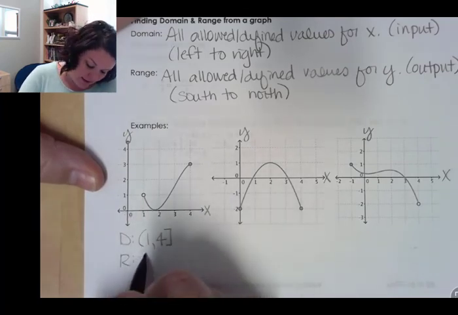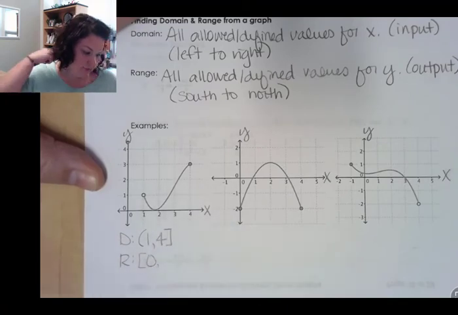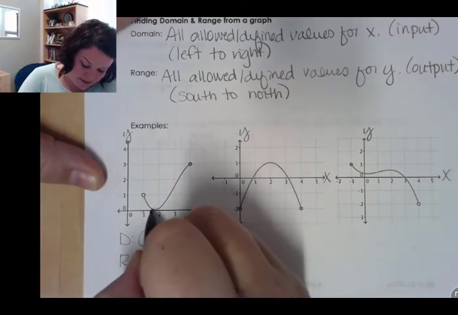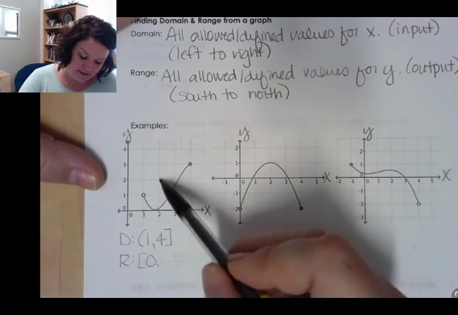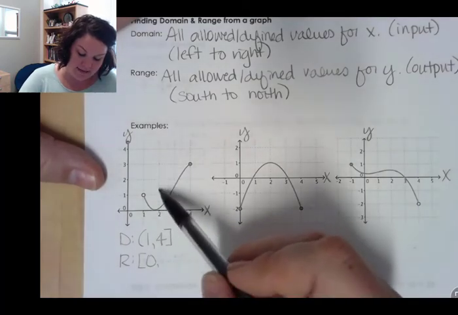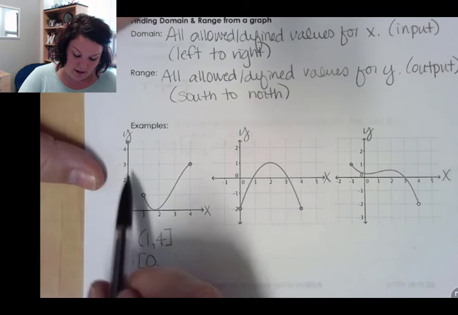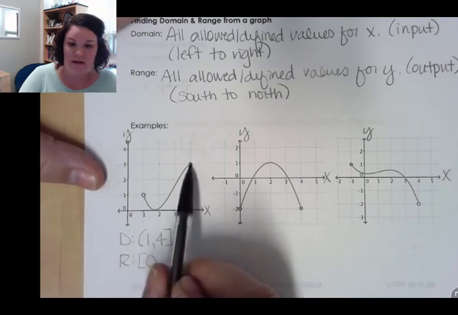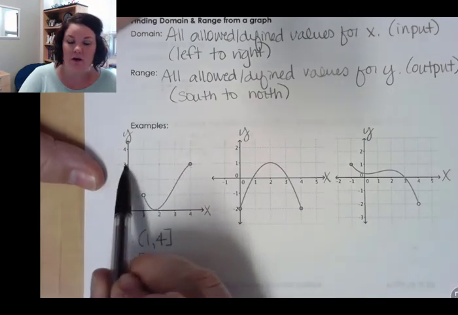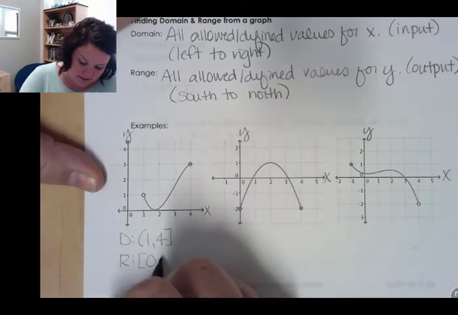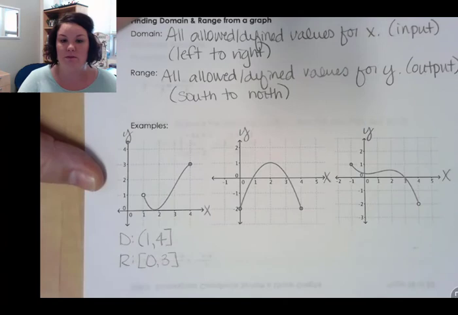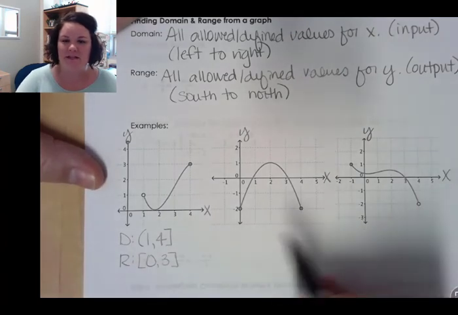So 0 is my lowest y value, and I'm going to use a bracket, because it touches, it includes it at that point. Okay, and then the highest y value, or the highest that my picture goes on the y-axis, is this point right here, right? And that has a y value of 3. So it's also included because it has a solid dot. So this is going to be 0 to 3 with a bracket. Okay, let's look at the next one.